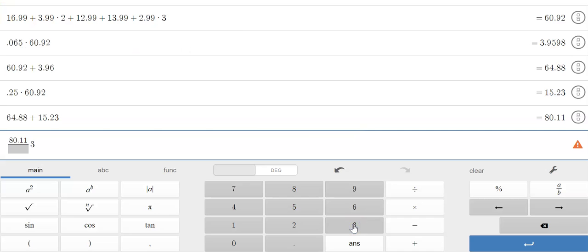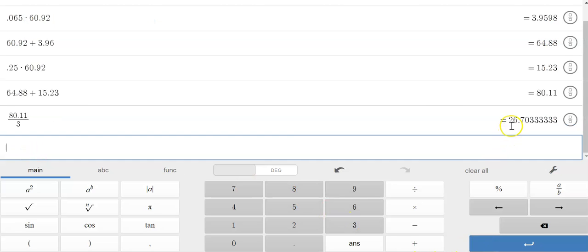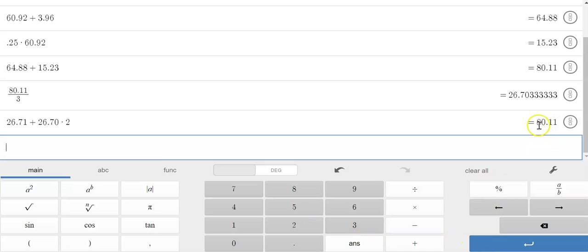So I take the $80.11 and I divide it by 3 people. So everyone needs to pay 26.70333. Well, that means that since it's divided like this, you could have one person pay $26.71 and then the other 2 people could pay the $26.70, and look, it will come out to $80.11.